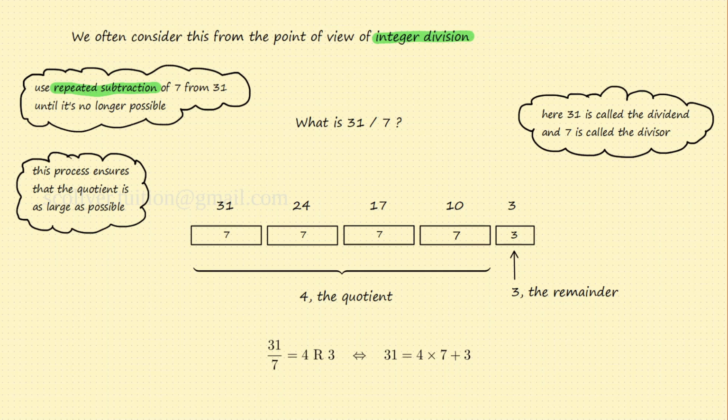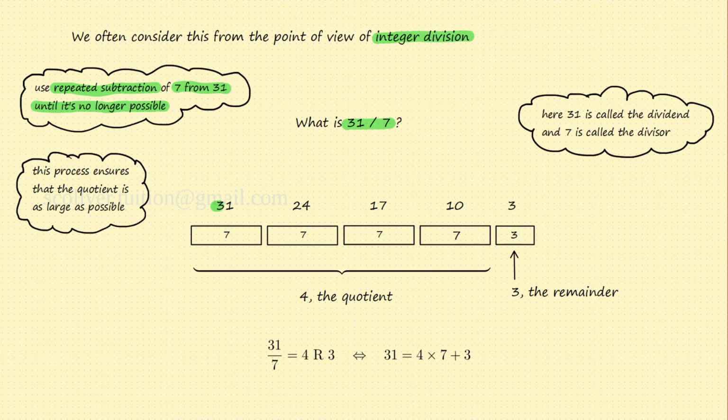So let's consider the problem 31 divided by 7. We want to produce an answer that only involves integers, and to do so, we use the idea of repeated subtraction of 7 from 31 until it's no longer possible to subtract any more. Here we have a visual representation of this process.